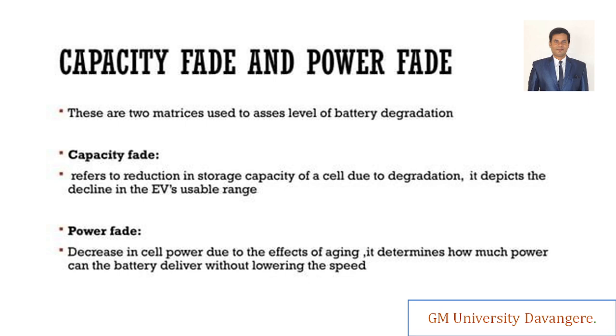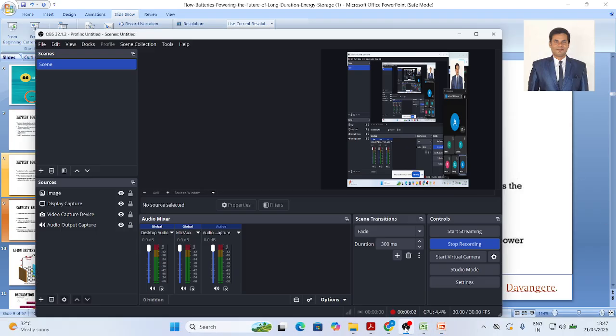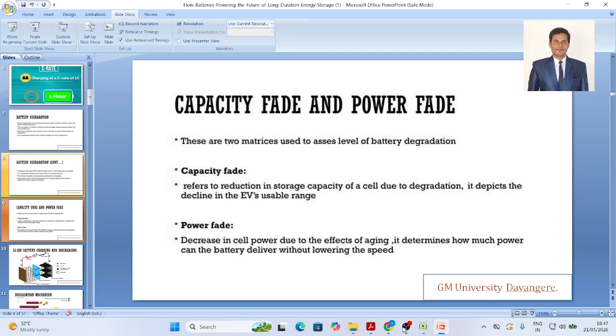Definitely, there is a decline in the EV usable range. It means that the EV earlier used to give 300 kilometers for 100% charging. Now, for the same 100%, you feel the battery has been fully charged, but the EV's usable range will not go for 300 kilometers. It will run only for 150 kilometers. That is called the capacity fade. All right, I hope it is clear.